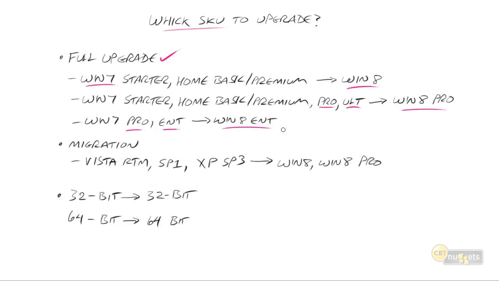So pretty clear upgrade paths there, and that kind of makes sense if you think about it in terms of what the original starting point was for the Windows 7 installation and what the destination is. So, for example, if you're running Home Basic, there's not much likelihood that you would want to upgrade to Windows 8 Enterprise. So they make sense in terms of that.